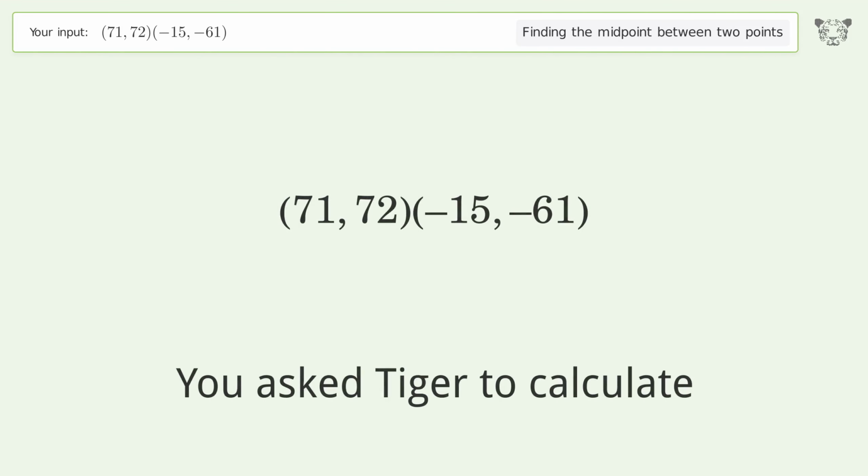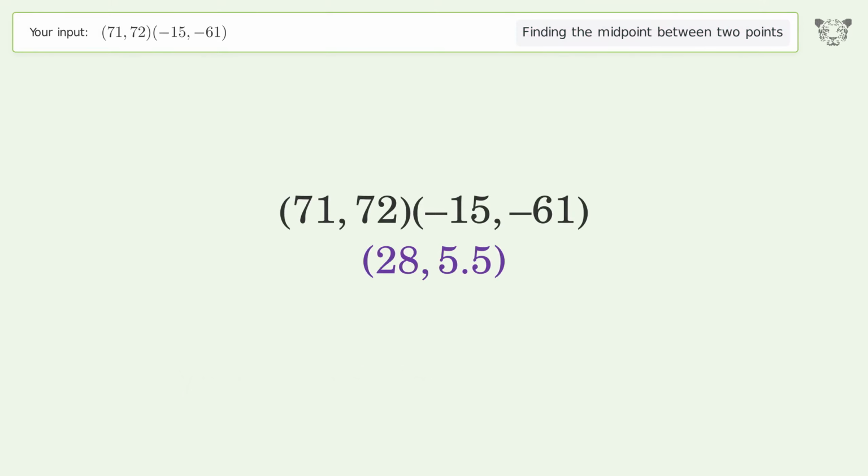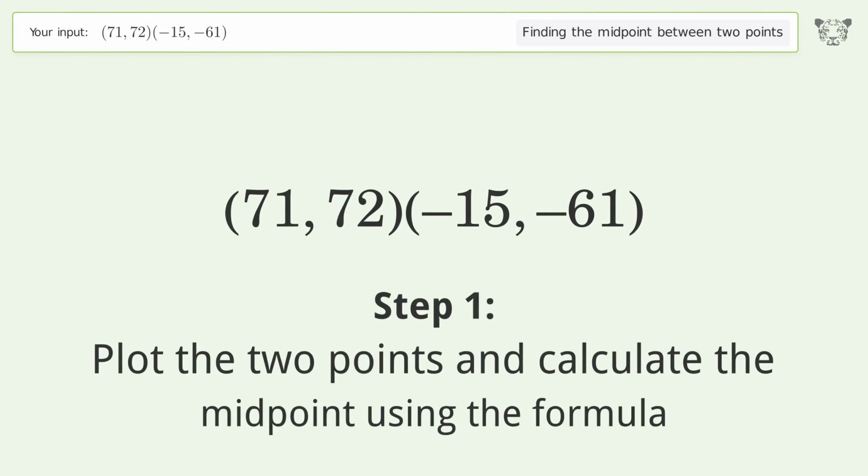You ask Tiger to calculate. This deals with finding the midpoint between 2 points. The midpoint between the 2 points is 28, 5.5. Let's solve it step by step. Plot the 2 points and calculate the midpoint using the formula.